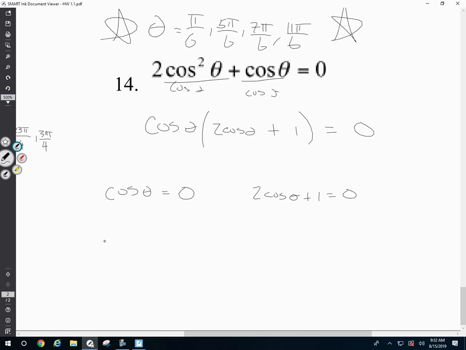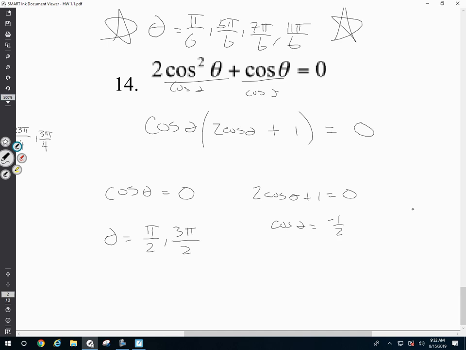So when cosine is 0, I know cosine is 0 at the verticals because I'm not going to the left or to the right at all. I'm just going up and down. When is this 0? Well, I have a different equation to solve. I have to subtract 1, divide by 2. It's when cos theta is equal to -1/2.